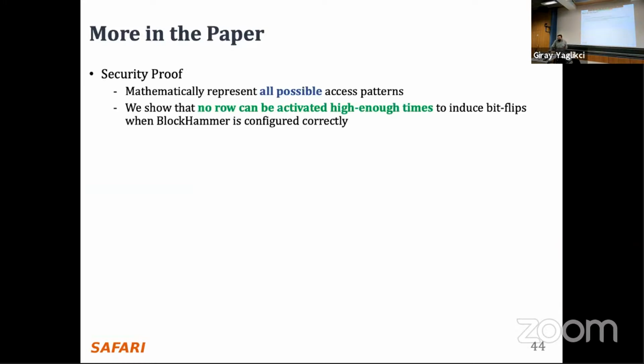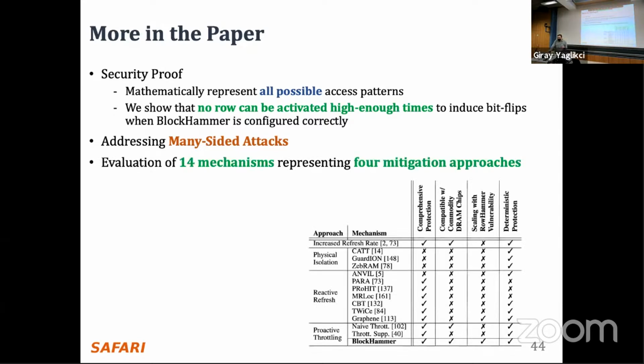So we have more analysis in the paper, including a security proof where we mathematically represent all possible access patterns and show that no row can be activated at a high enough rate to induce bit flips when BlockHammer is configured correctly. Second, the paper explains how BlockHammer addresses many-sided attacks by tuning its thresholds. Third, we evaluate all 4 high-level RowHammer mitigation approaches through analyzing 14 mechanisms.